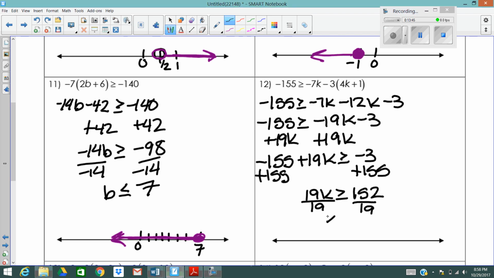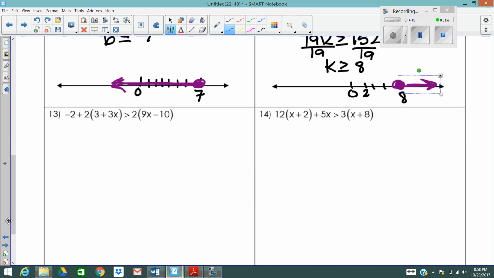And we get k is greater than or equal to, let's see, that goes in 8 times. So 0, I'm going to go by 2s. 2, 4, 6, 8. And filled in circle because it's greater than or equal to, and then arrow to the right because it's greater than or equal to 8.